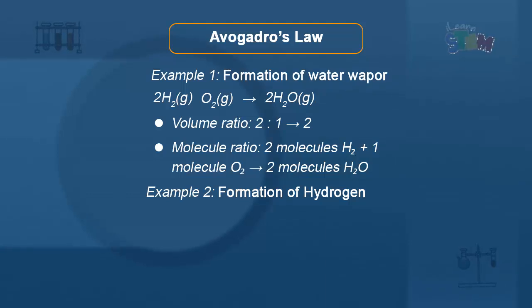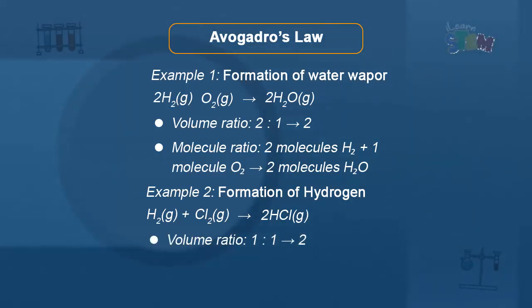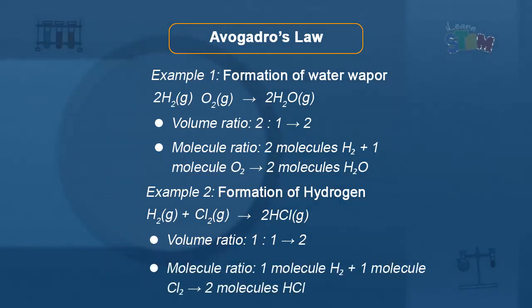Example 2. Formation of hydrogen chloride. In this example, 1 molecule of hydrogen reacts with 1 molecule of chlorine. This produces 2 molecules of hydrogen chloride gas. Again, the ratio is 1:1:2. This also agrees with Avogadro's law.